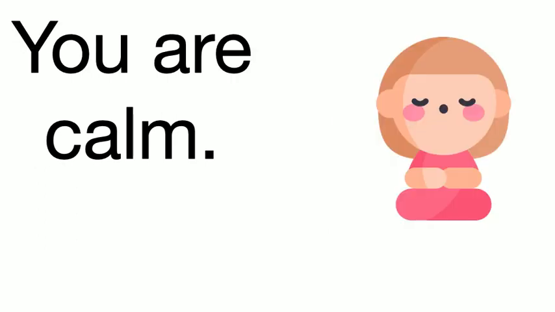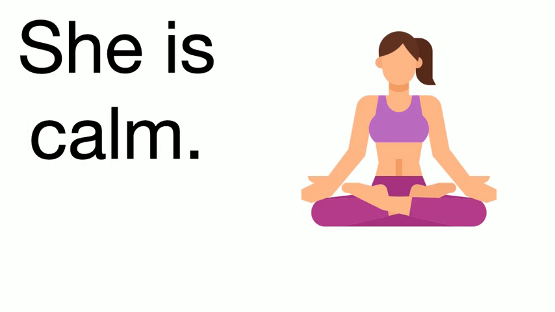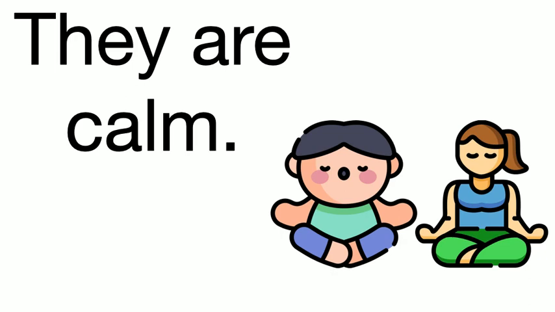All right, next one. You are calm. Put the whole sentence together. Next one. He is calm. Put the whole sentence together. Next one. She is calm. Next one. We are calm. And they are calm.